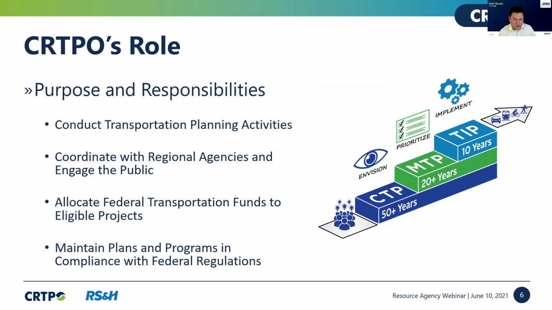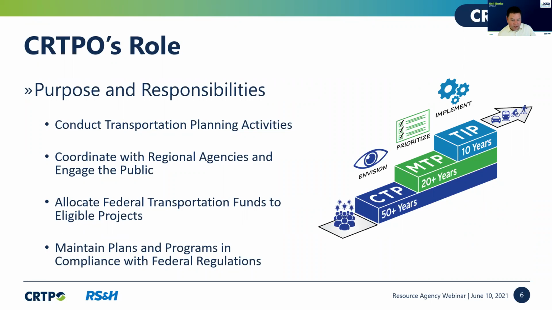On the right-hand side, you can kind of see our core plans and programs. We have the Comprehensive Transportation Plan. This is really kind of a systems analysis. It's not fiscally constrained. The next step in the staircase here is the Metropolitan Transportation Plan, what we're here to talk to you all about today.